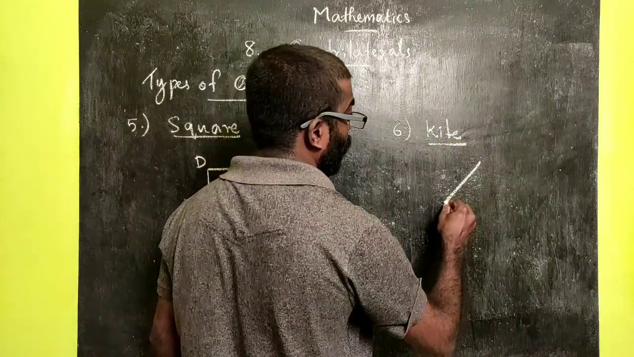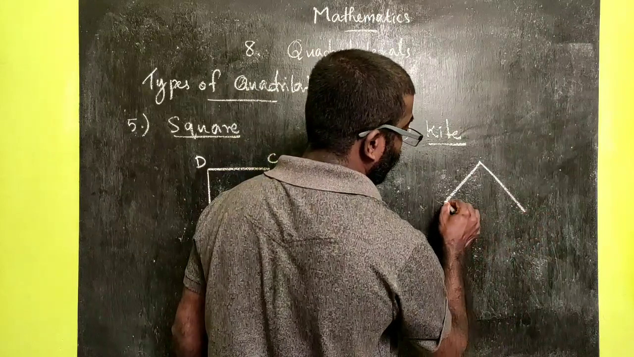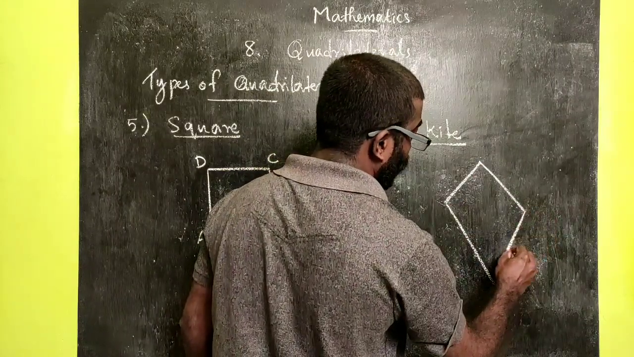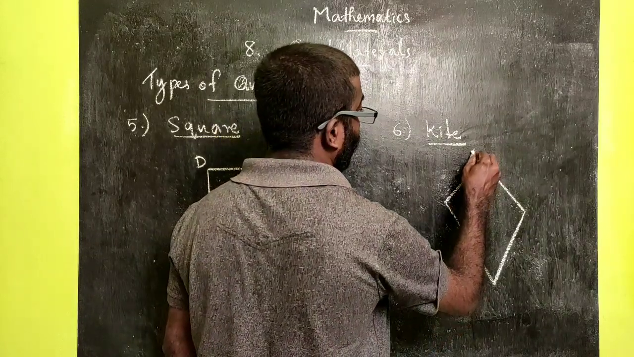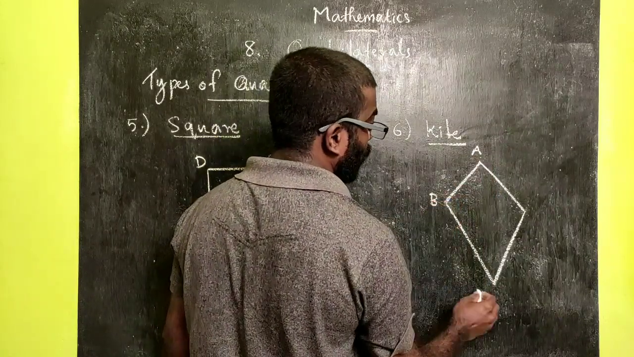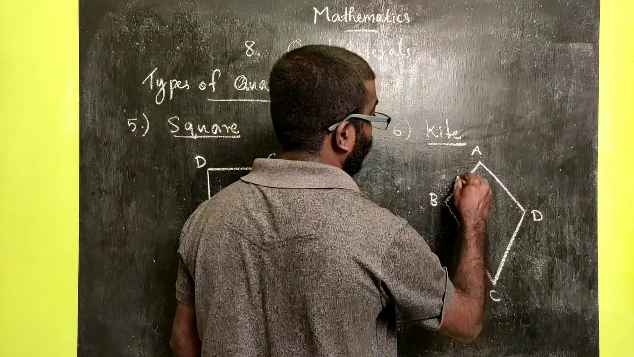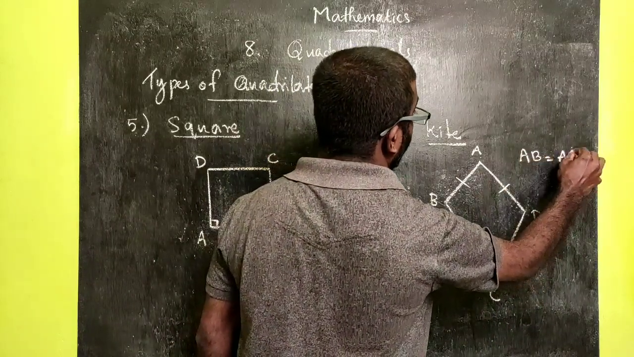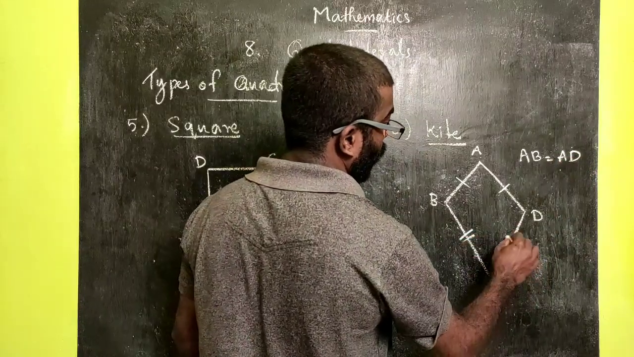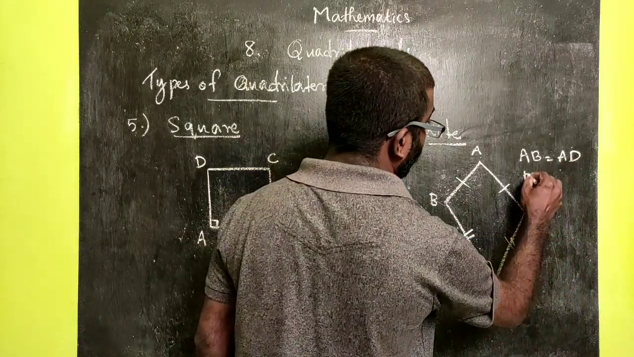We all know the shape of a kite. A kite is also a quadrilateral with each pair of adjacent sides equal. Here AB equal to AD and BC equal to DC.